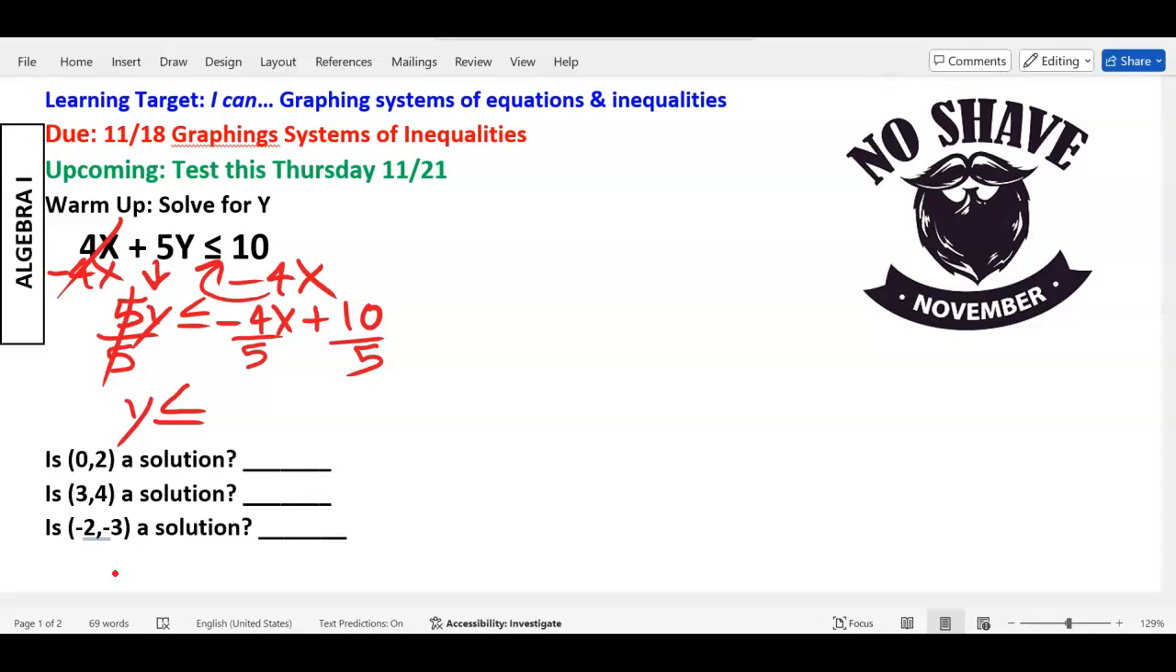So please remember, you only flip when you divide by a negative or if you're multiplying by a negative. Now, negative 4 divided by 5 is negative 4 over 5x. 10 divided by 5 is 2, so plus 2. There we go. Okay, now, that's cool and everything, but what about the solutions?